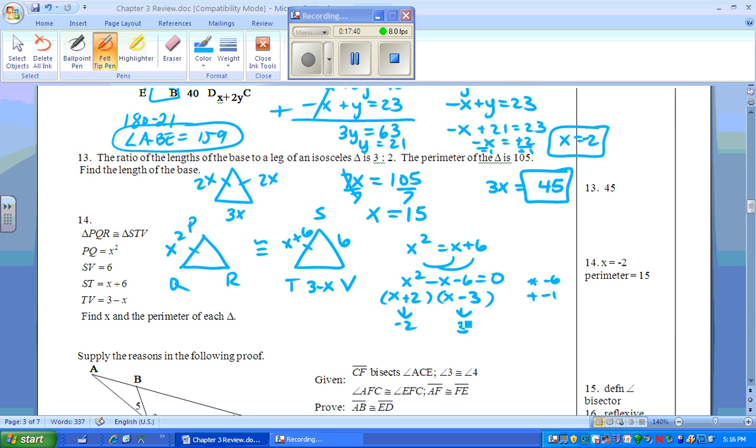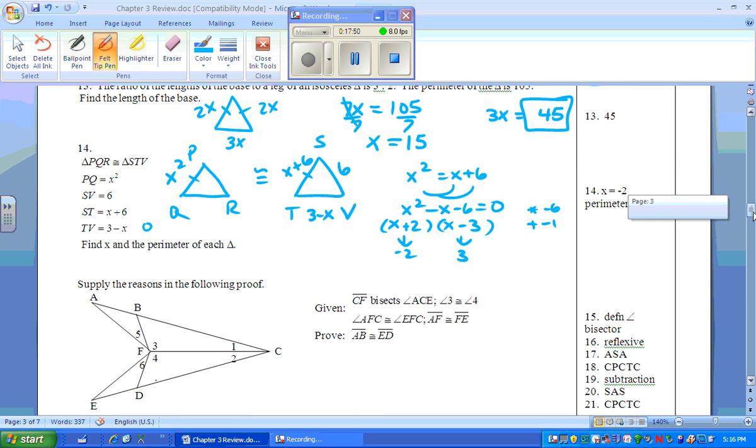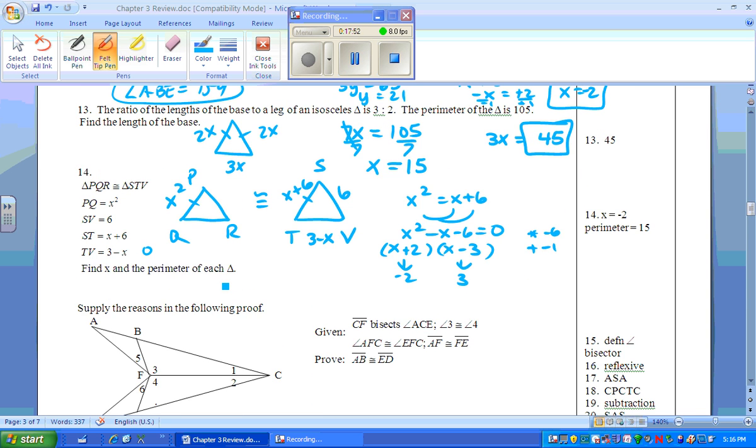So this answer is negative 2. This answer is 3. Well, let me see when I plug them back in. If I plug in 3 here, I get 3 minus 3, which is 0. Can that happen? No, that cannot happen. So because that cannot happen, the positive answer doesn't work. So negative 2 is the only x that works. So x equals negative 2.